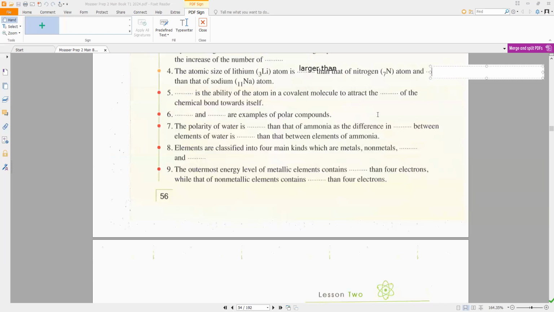So between lithium and sodium, lithium is smaller than sodium, because sodium comes after lithium in the same group. The lithium is smaller because the atomic size increases as we move down the group, but it's larger than nitrogen because the atomic size decreases in the period.